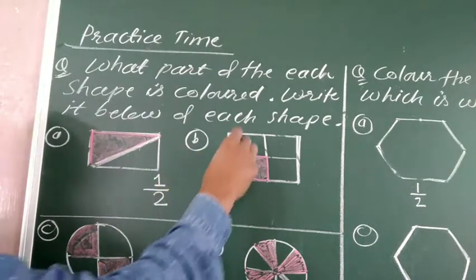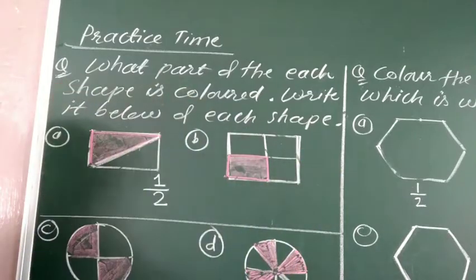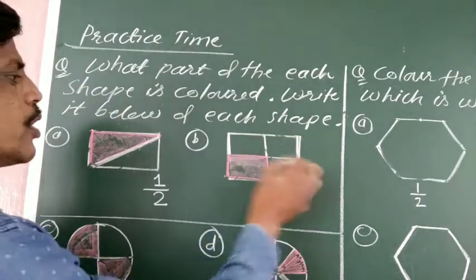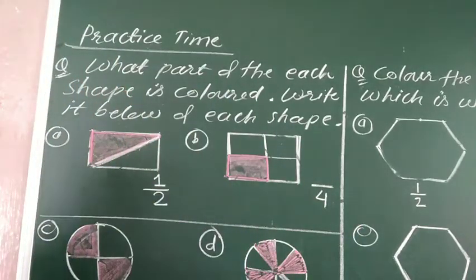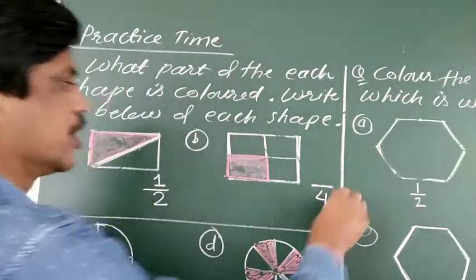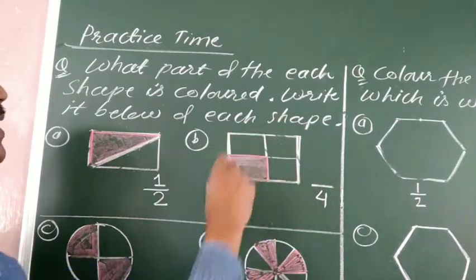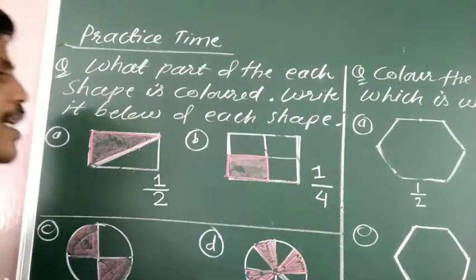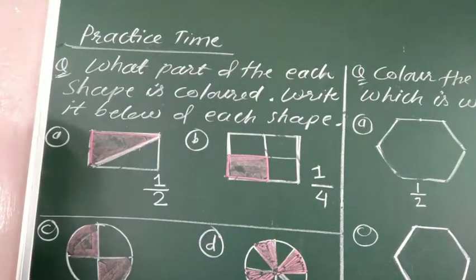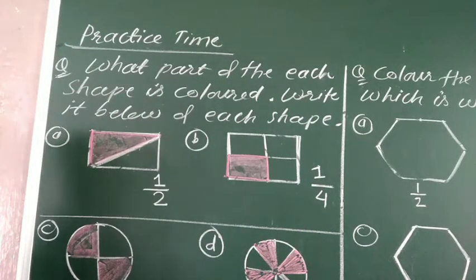Now number B. See, this is also a rectangular sheet. It is divided into how many parts? 1, 2, 3, 4 parts. So we can write here 4. And out of these 4 parts, how many parts are colored here? Only one part is colored here. So you can write here it is 1 by 4.